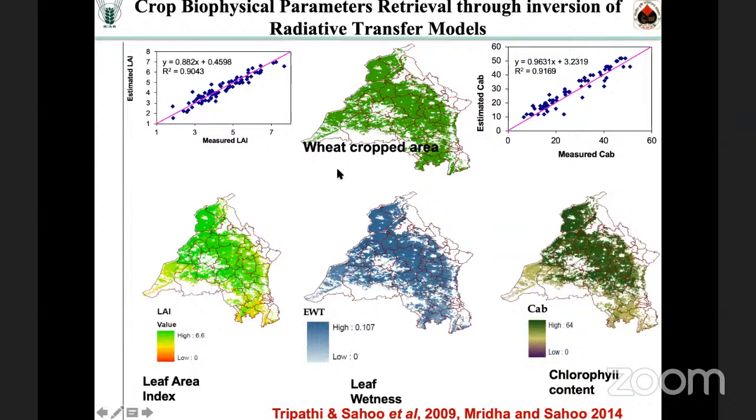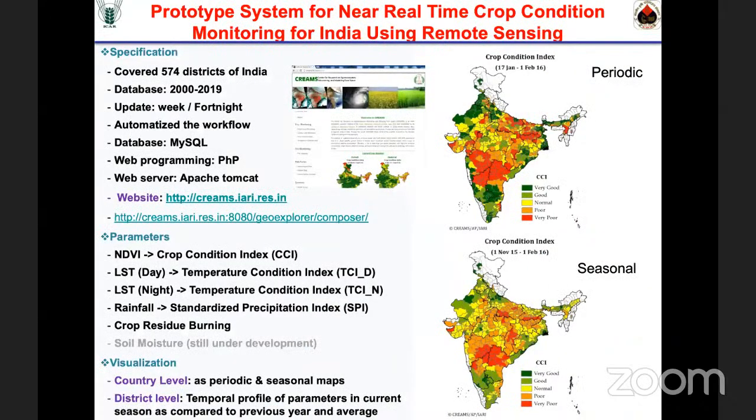So for example, this is a crop area and a wheat crop area, which is done again using time series data of a transgenic plant in Punjab, Haryana, and two districts of Rajasthan. And from there, we are able to derive some of the biophysical parameters. Again, using genetic algorithm and AI inversion models, we are able to go for leaf area index, water content, and chlorophyll content estimations. So these are some of the work which we try to do.